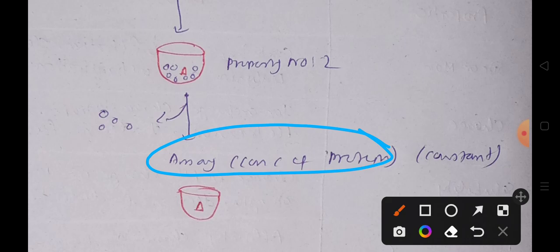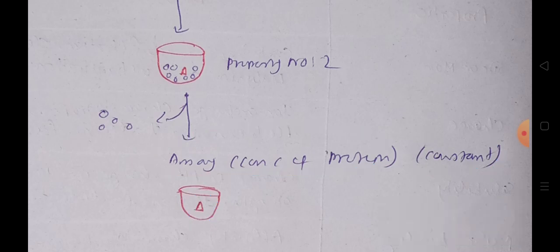Okay, and as now we have only our protein of interest, the concentration of the protein will become constant. Okay, so that's how protein separation or protein purification is done.